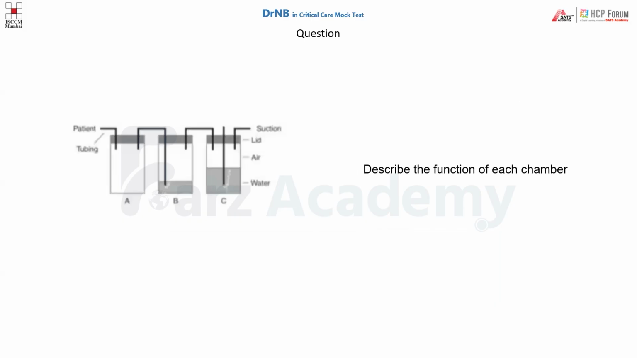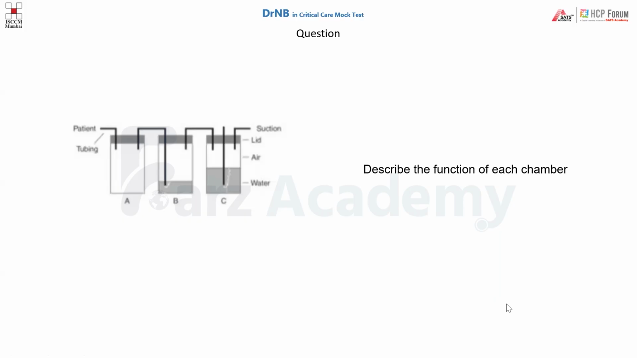So, can you describe the function of each chamber with this underwater seal mechanism three bottle system? A, B, C. So, can somebody please let me know? What are the functions of each bottle? I can see Sahil, and I can also see Hayat. Please take the initiative and answer.